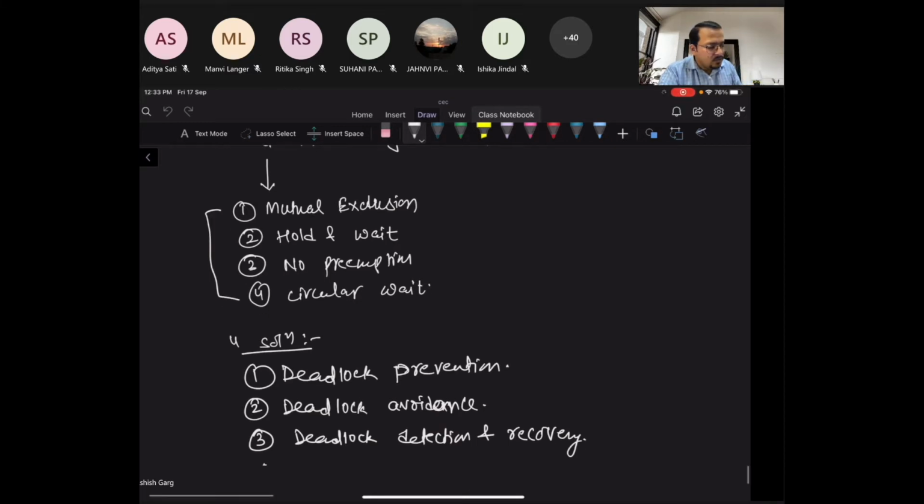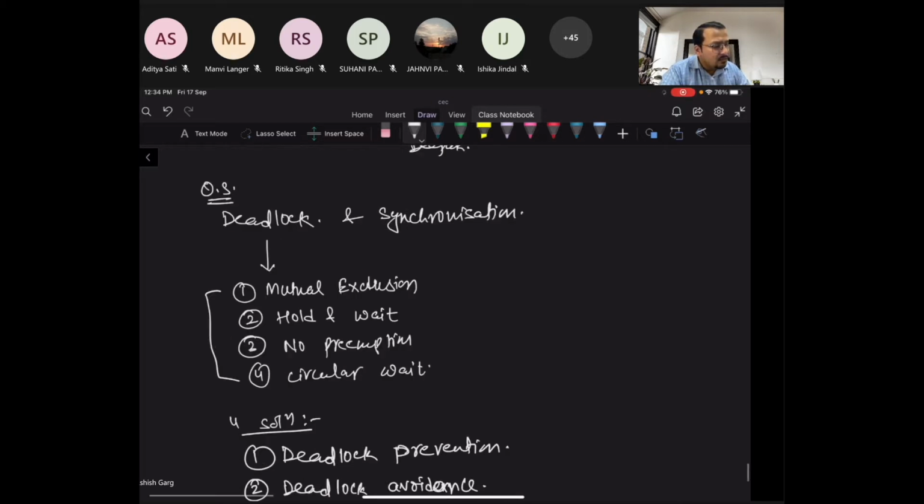And the fourth one was deadlock ignorance. In deadlock ignorance, we completely ignore whether the deadlock is occurring or not. If it is occurring, then handle it yourself. Operating system has nothing to do with it. That is deadlock ignorance, and Microsoft Windows uses this technique only.